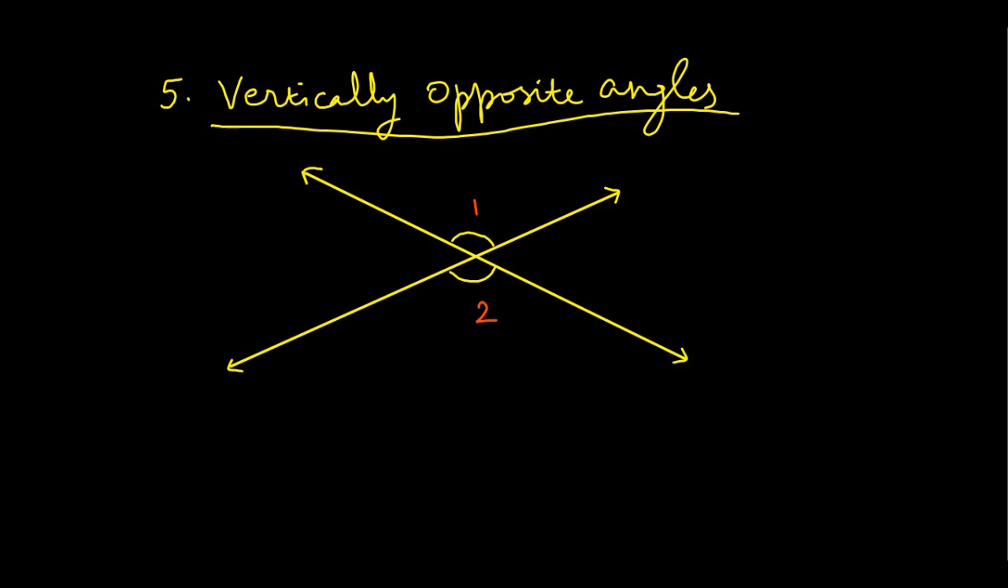In the same way, we can see these two angles are also vertically opposite to each other. So we can name these angles as angle 3 and angle 4. Now when two intersecting lines are given, we will be having two pairs of vertically opposite angles. Here angle 1 and 2 are vertically opposite angles, and angle 3 and 4 are also vertically opposite angles.